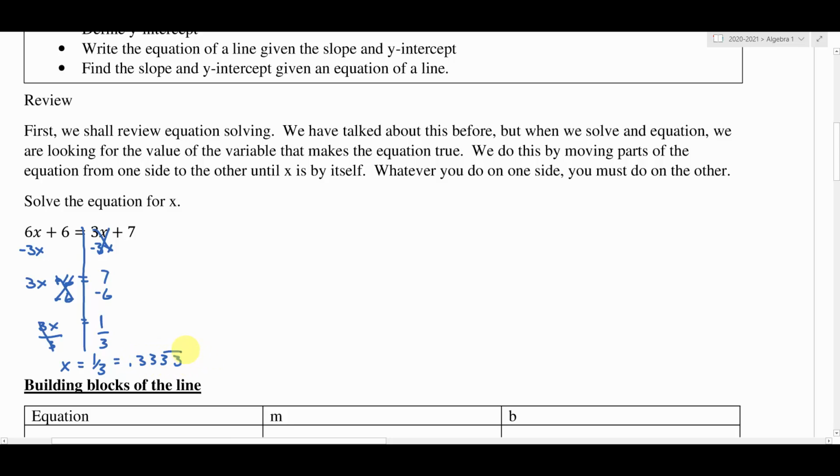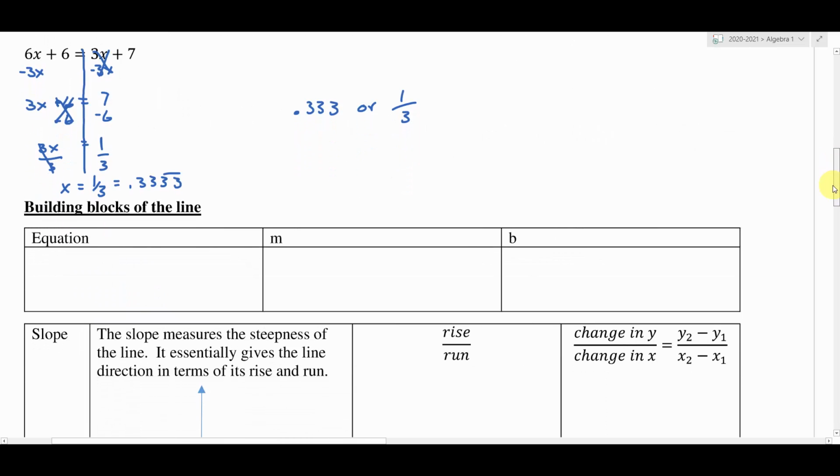0.3333 repeating. And when you go to MyOpenMath and enter in your answer, make sure you round your answer to 3 decimal places. So if I were going to MyOpenMath, I would simply type in 0.333, or you could just type in 1 divided by 3. MyOpenMath will accept either one of these answers when you do this practice problem today. All right, guys, that's our review for solving equations. Hopefully you found that enlightening.